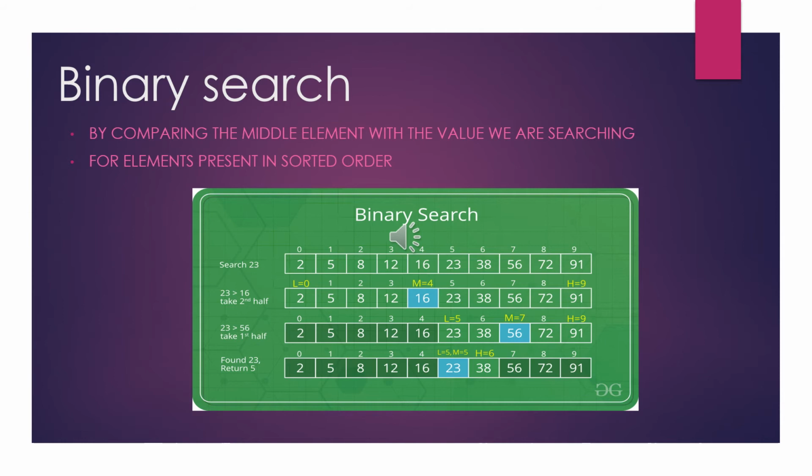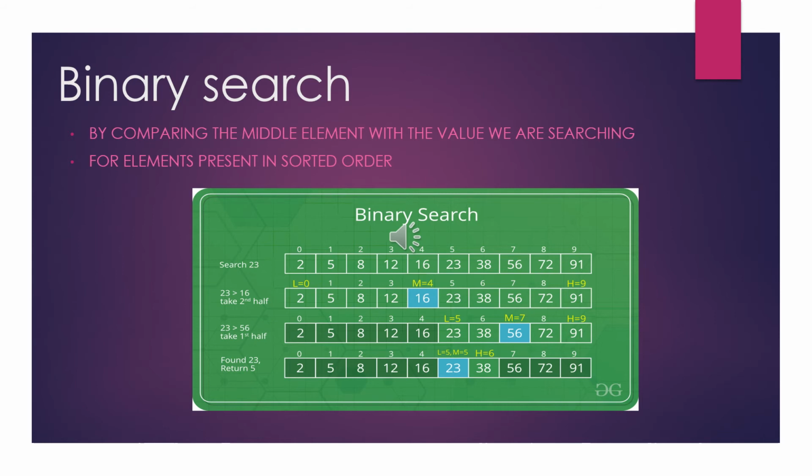So since it is sorted in ascending order, 23 must be present in the right side of 16. So there is no point of looking at the left side. So we will completely discard this portion. And now my low will shift to mid plus 1. That is, low is now 5 and high is 9.